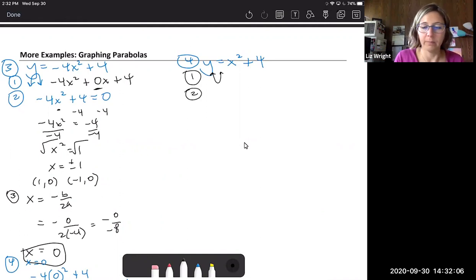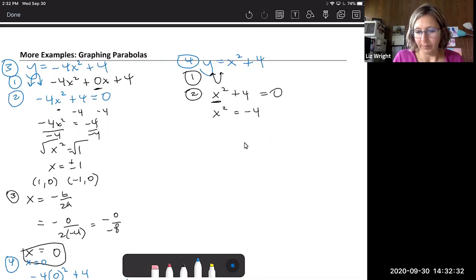Step number 2. I'm here for your entertainment, by the way. Step number 2, what are we doing? We're solving for our x-intercepts. So we're setting our equation equal to 0. We're solving for x. Yet again, we've got an x squared and no x term. So let's use that to our advantage and let's use square root property. So we're going to do x squared equals negative 4. So you're moving that 4 over. Now let's do the square root of both sides. So it's going to be x equals plus or minus 2i, right?